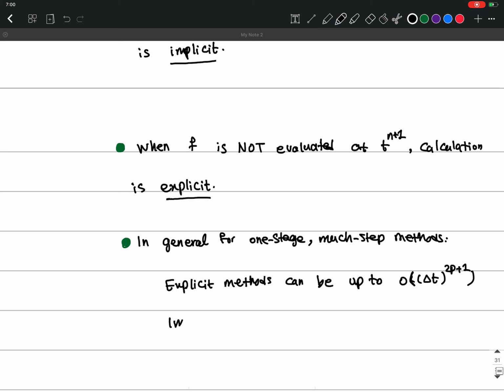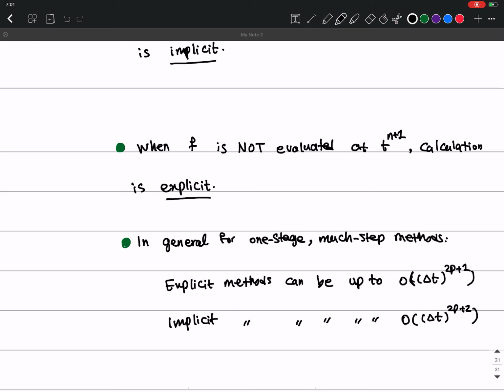And implicit methods can be up to order delta t to the 2p plus 2 accurate. So this is the order of the approximations for one-stage multistep methods. Okay.